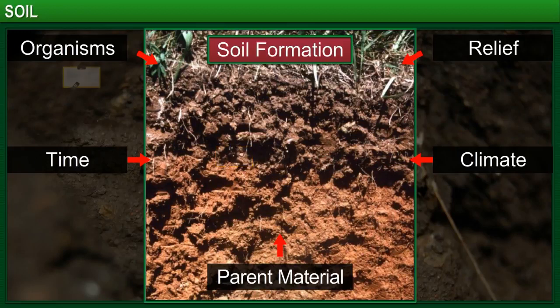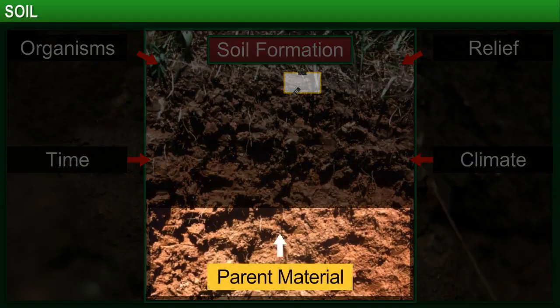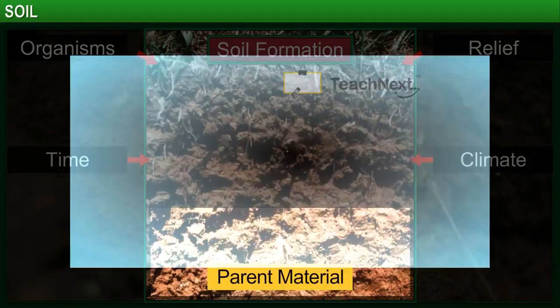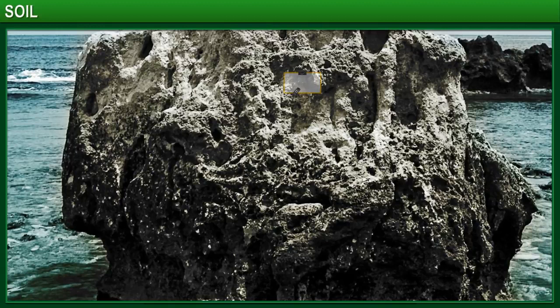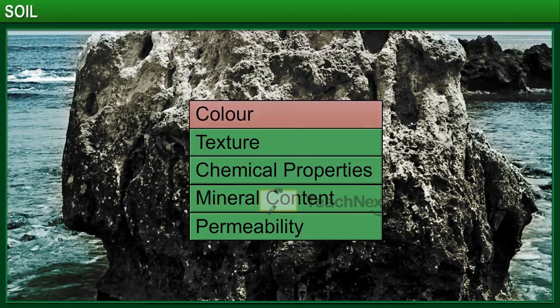There are a number of factors that affect the physical and chemical properties of soil in a landform. The primary factors are parent rock and climate in the area. The parent rock, or the rock from which the soil is formed, influences its color, texture, chemical properties, mineral content, and permeability.